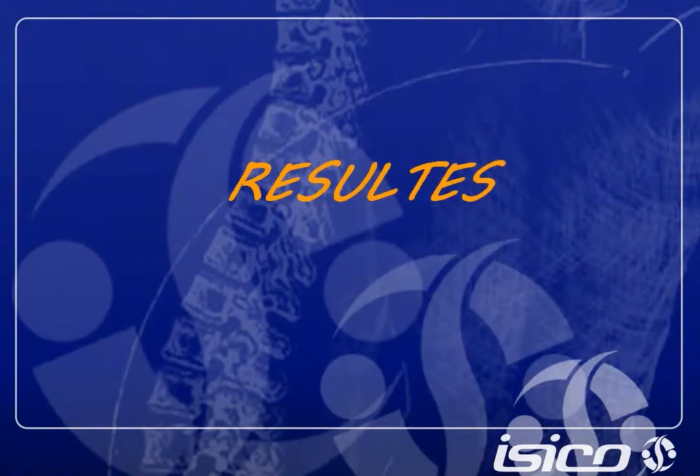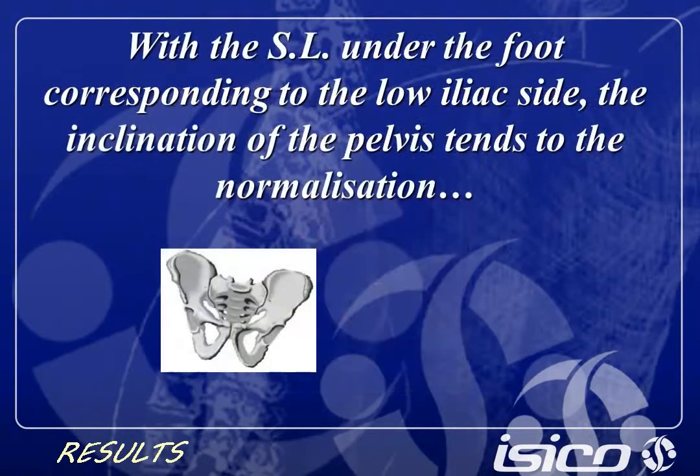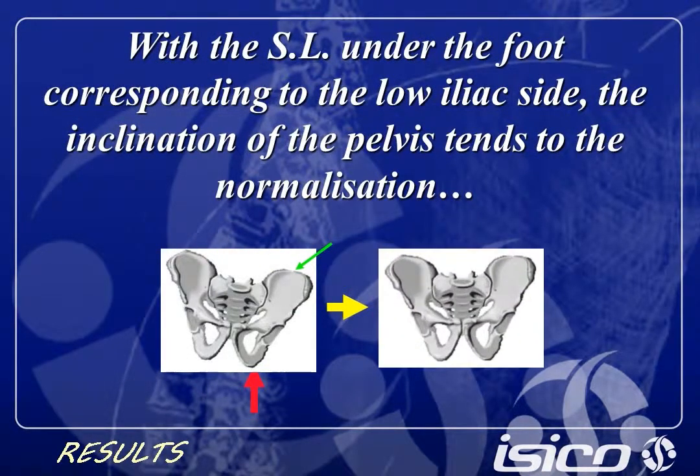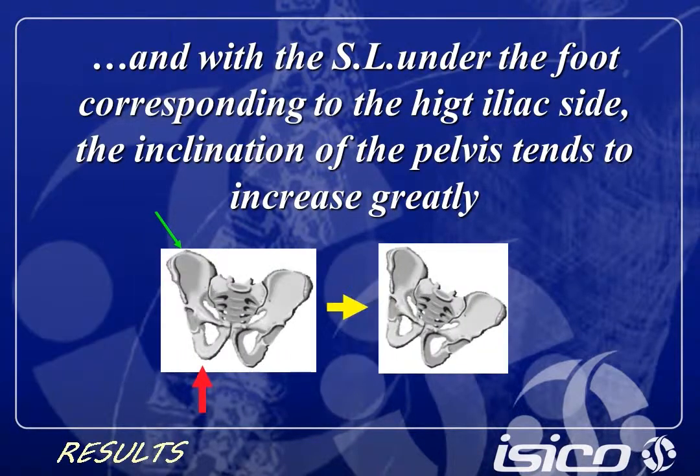Results. In our observation, the modification of the pelvic inclination was normal. I mean that with the shoe lift under the foot corresponding to the low iliac side, the inclination of the pelvis tends toward normalization. And when the patient put the shoe lift under the foot corresponding to the higher iliac side, the inclination of the pelvis tends to increase considerably. This is normal.